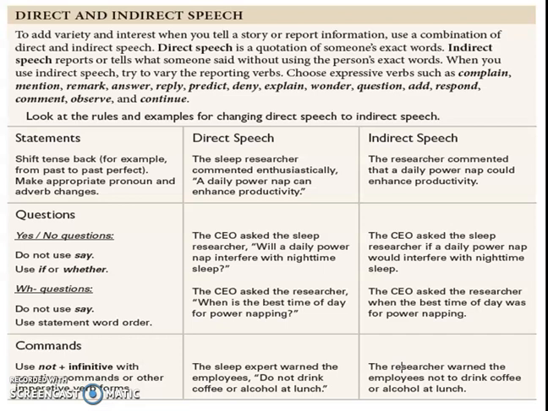It says: to add variety and interest when you tell a story or repeat information, use a combination of direct and indirect speech. Direct speech is a quotation of someone's exact words. That's what I have said, guys. We use the direct speech with quotations, and they are the exact words the other person has said. Indirect speech reports or tells what someone said without using the person's exact words. When you use indirect speech, try to vary the reporting verbs. Choose expressive verbs such as complain, mention, remark, answer, reply, predict, deny, explain, wonder, question, add, respond, comment, observe, and continue.